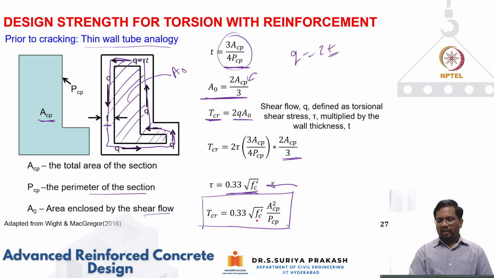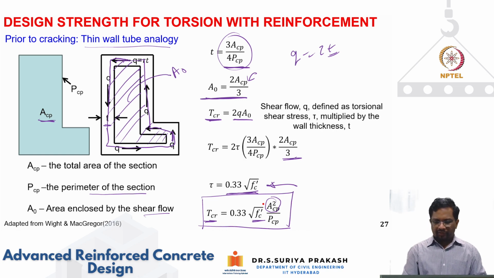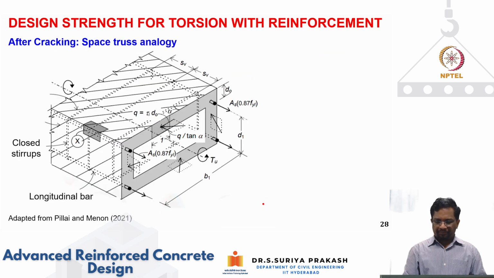Or in other words, if I give you the concrete strength and the area and perimeter of the cross section, you can plug into this equation and find out the cracking torsional moment of that particular section, right? So you can see that if I want to increase this, of course, I have to increase my overall area or increase the compressive strength. But an increase in compressive strength will not give a major improvement. If I want to improve your cracking torsional moment, the only way is to increase your A_cp squared. In fact, for torsion, providing a wider beam will actually help.